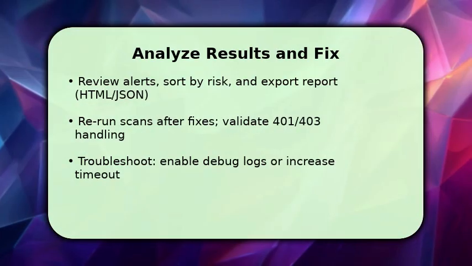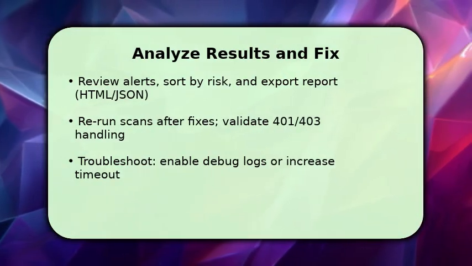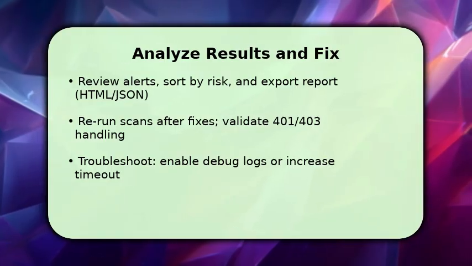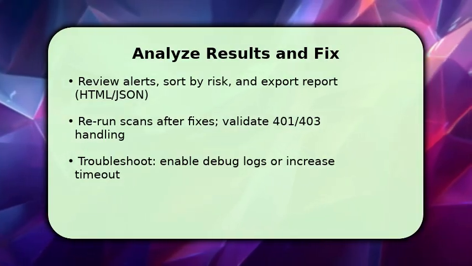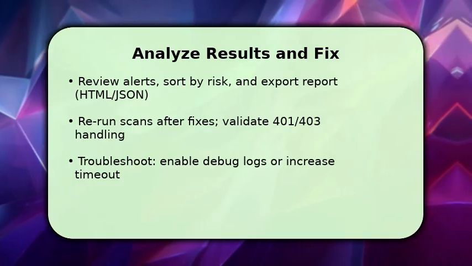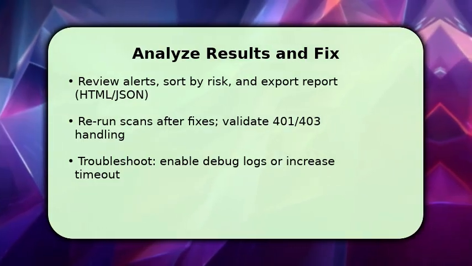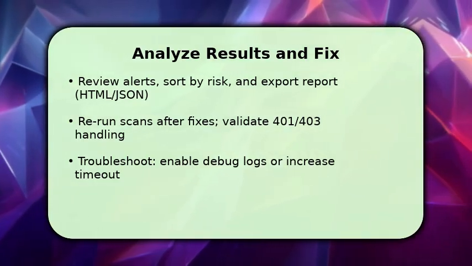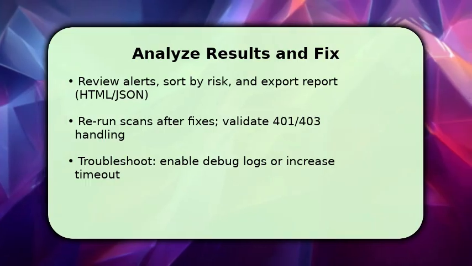You finish by inspecting ZAP alerts, prioritizing by risk and reproducibility, because remediation should target high-impact findings first. Export the report in HTML or JSON and share with developers. Include request/response examples to reproduce issues.